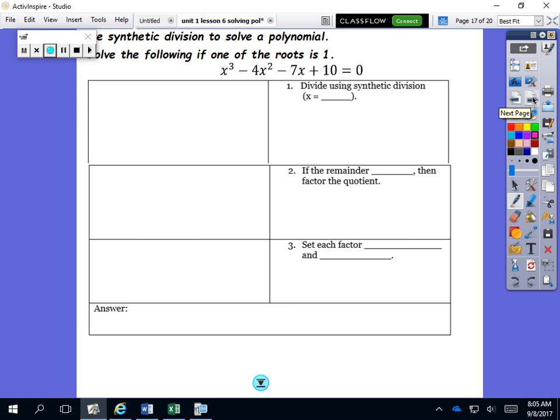Now what if I need to solve a polynomial using synthetic division? If it says use synthetic division to solve a polynomial instead of graphing, then usually they'll give you one of the roots, so you can use that in your box for synthetic division. So this says solve the following if one of the roots is 1. So I know one of the roots is 1. I know it's cubic, so there's 2 more roots. So we're going to use synthetic division, and you're going to see why in just a minute. 1.